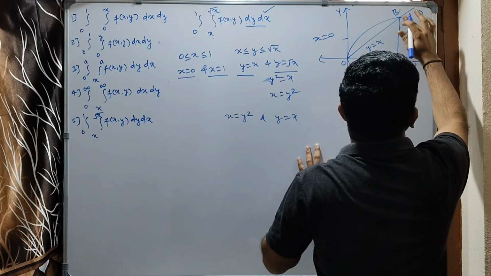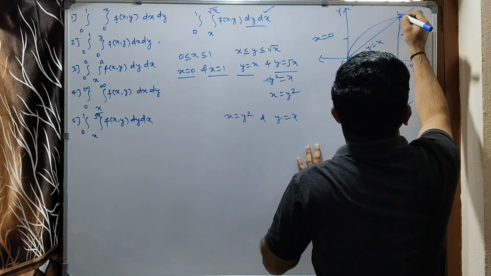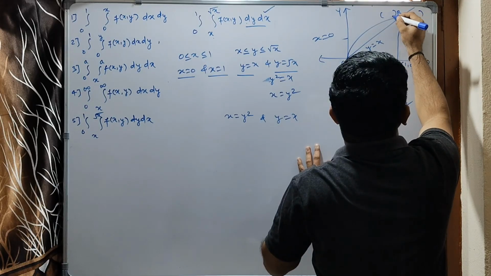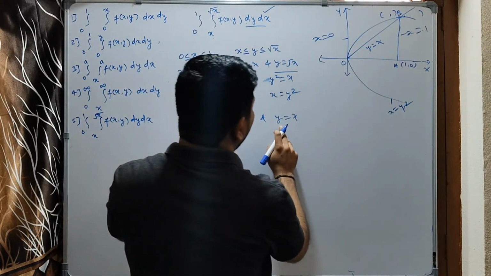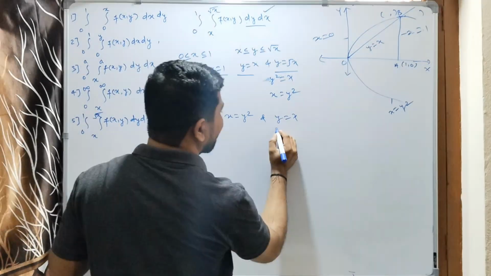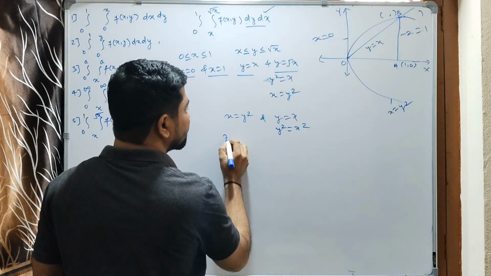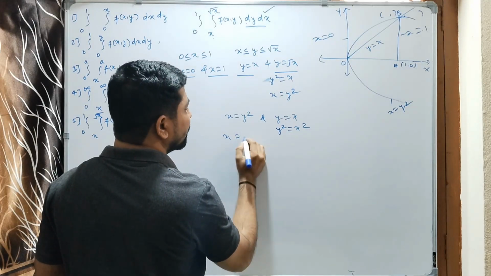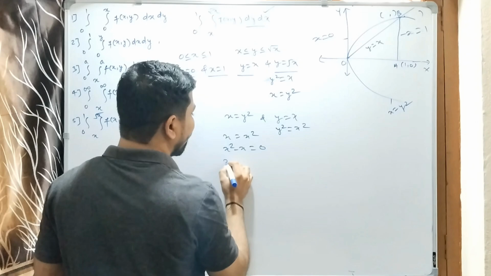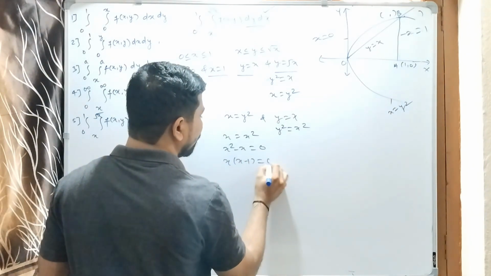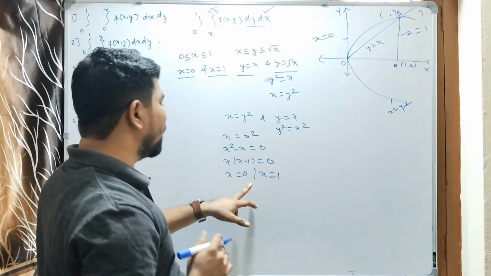So here this is the parabola. Of course now I want to find the coordinates. Let's say this is B. I want to find this coordinate. Now how to find it? Here x equal to y square and y equal to x. So I will take y square equal to x square. The value of y square is x square. So x square minus x equal to 0. I will take x common: x(x minus 1) equal to 0. So x equal to 0 and x equal to 1.